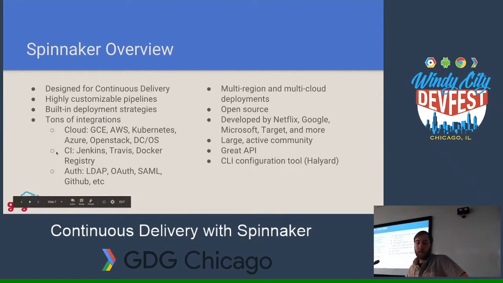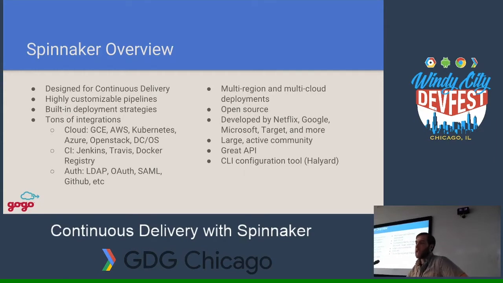It integrates with a lot of standard CI systems, Jenkins, Travis. I put Docker registry under CI. That's mostly just a pipeline trigger. So if you're using something like Drone that's not directly supported, if you're doing containers, it can just monitor any Docker registry and use that as its entry point to Spinnaker.